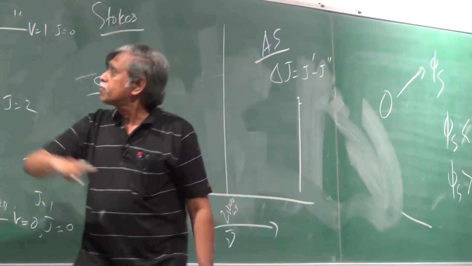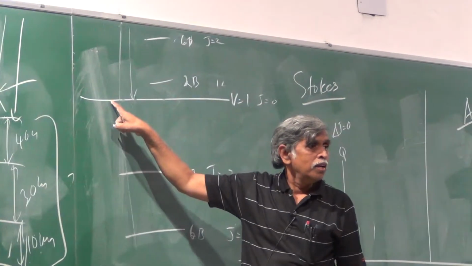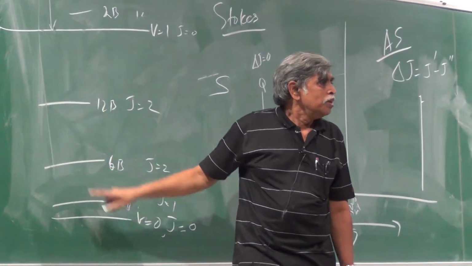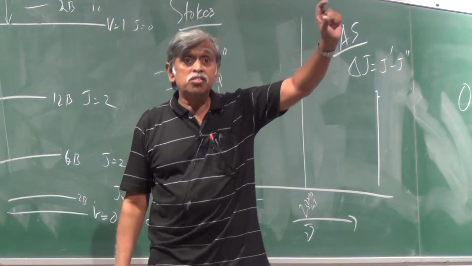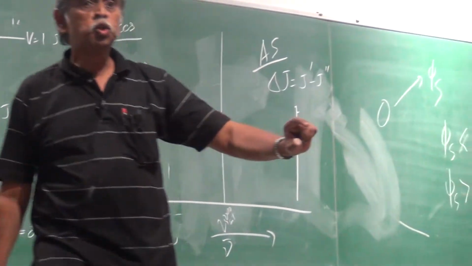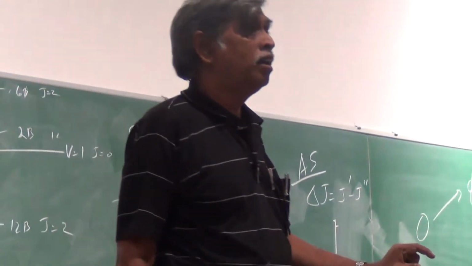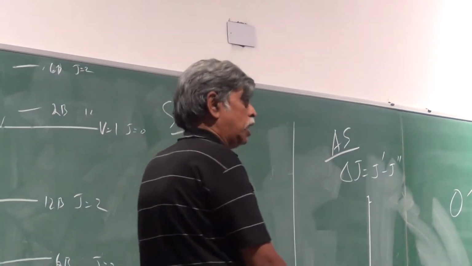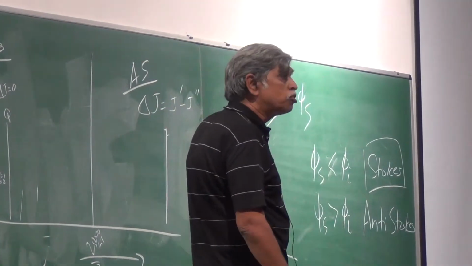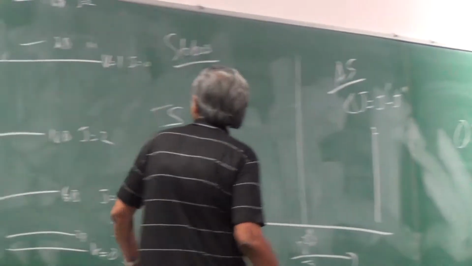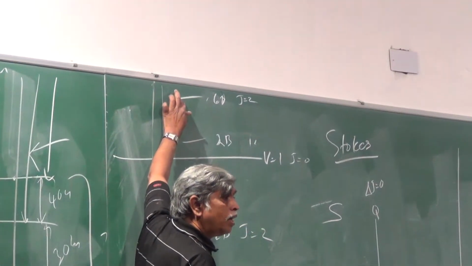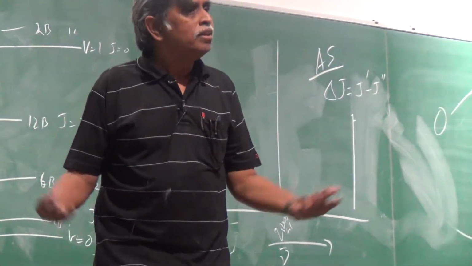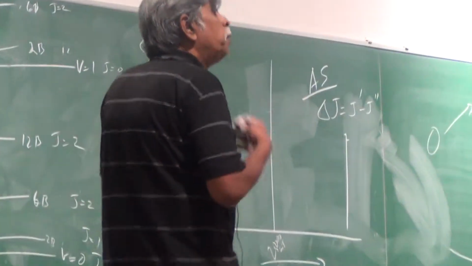And what else can happen? I can start from here, which is J equals 0, and end up on 2. So which means my upper state is J equals 0 and my lower state is 2, and therefore what branch is that? That's my O branch. Therefore I am going to now see an O branch on my anti-Stokes side. Supposing I started with the molecule up here and then came all the way down to 0, then what is that going to be? That's going to be the S branch in my anti-Stokes.